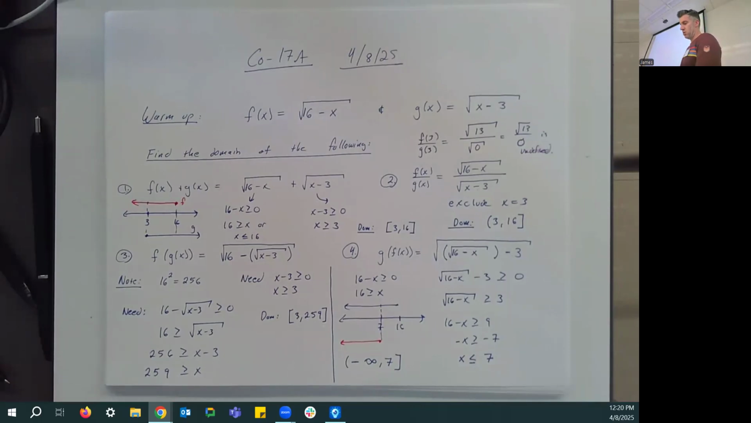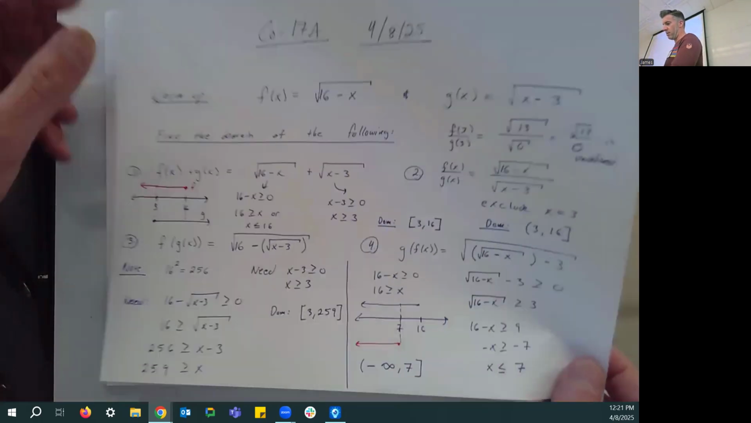So where to go next? There's so many things to talk about. Let's talk about inverse functions for a bit.